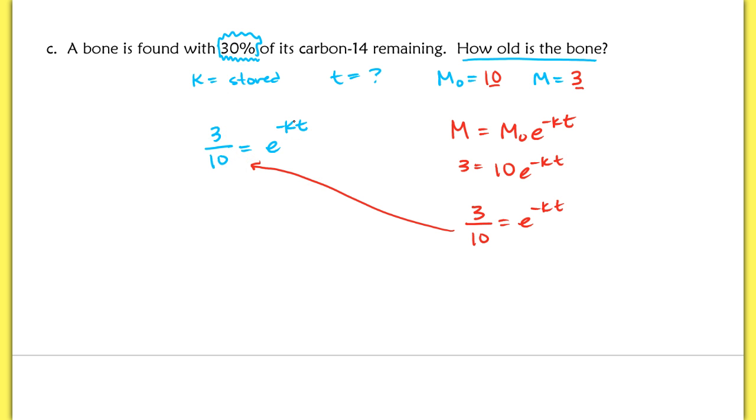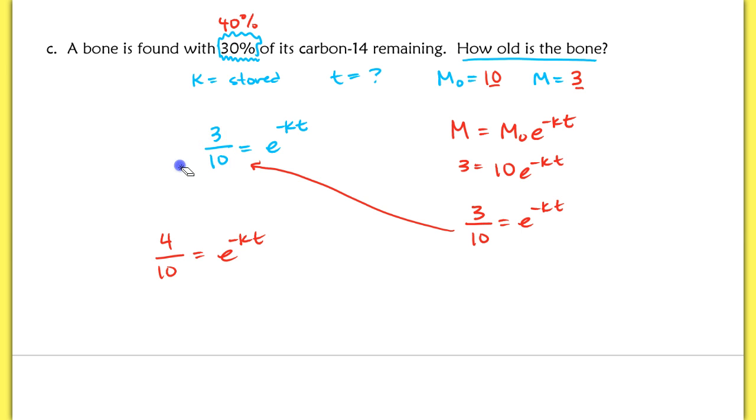So this is why I can skip to this equation here. If it had said 40%, we know it's 4 over 10 equals e to the negative kt. If it said 50%, then that would be half-life, and that would equal 1/2, and so on. So it's not meant to be tricky. Basically, you just have to understand that the relationship on the left-hand side is showing what's remaining in comparison to the original amount. So it would be 30%, 3/10.